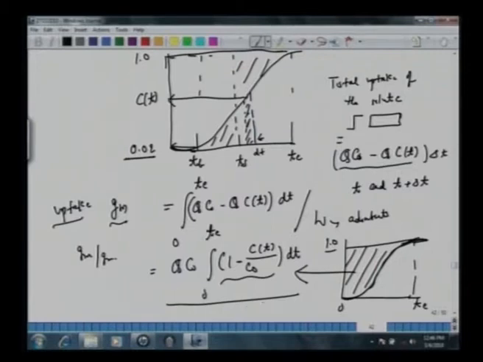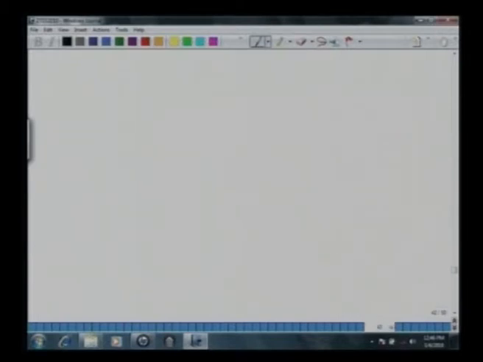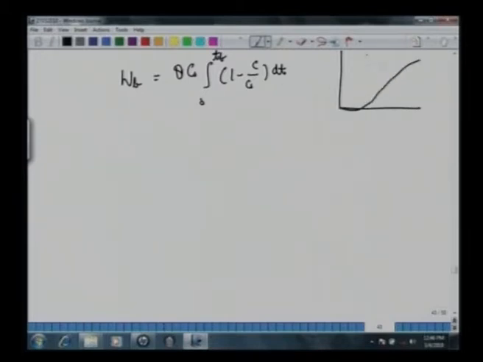Now if we know this total uptake, then on the same argument one can calculate how much of the amount has been absorbed at the breakthrough time. If we denote it by WB, this should be the same as Q into C0, integral from 0 to TB instead of TE, of 1 minus C over C0 into dt. So we can draw the curve here. This represents the area till TB, how much amount has been absorbed so far, starting from 0. So this is your WB.